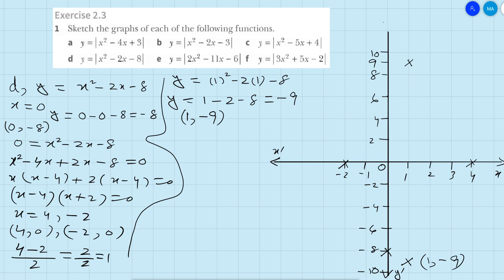We have to join this minus 2 by this one and this 4 by this one. Not a very good graph, but you must keep in mind we have to draw the graph which is above the x-axis. So this time I didn't show the part of the curve which is below the x-axis. So this is our final answer. Hope you understand. Okay. Now move to part E.